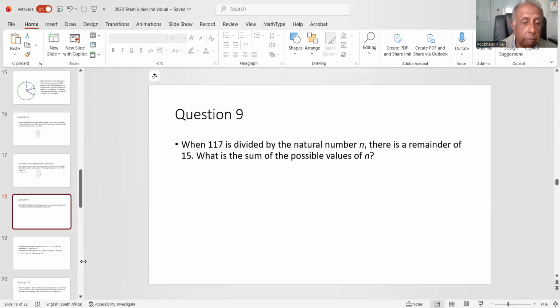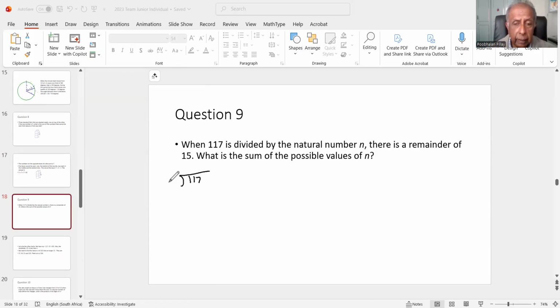We now go to question 9. It says here that when 117 is divided by a natural number n, there is a remainder of 15. So when you divide 117 by n, the remainder is 15. Right. Now, the first thing we notice is that n is greater than 15. Whenever we perform a division sum, your remainder must be smaller than your divisor, what you're dividing by. So n is greater than 15. It cannot even equal 15. If it's equal to 15, then the remainder will be 0.